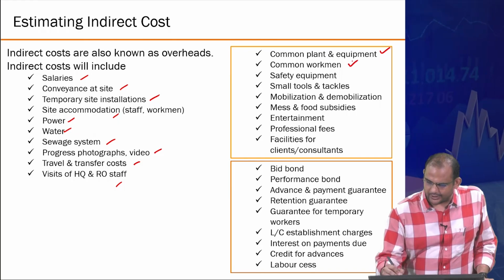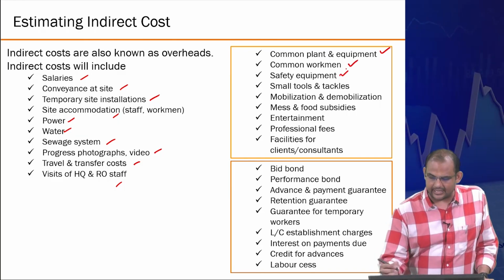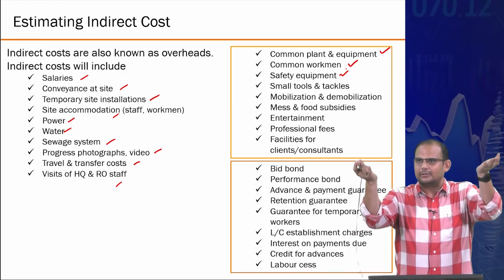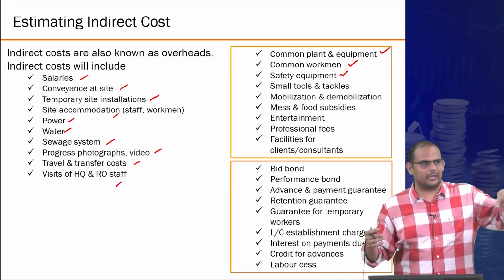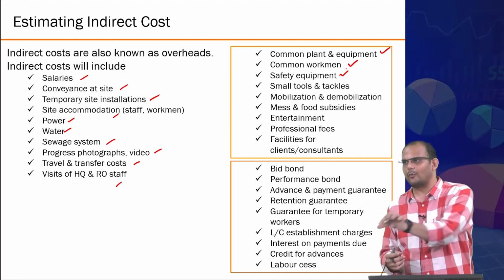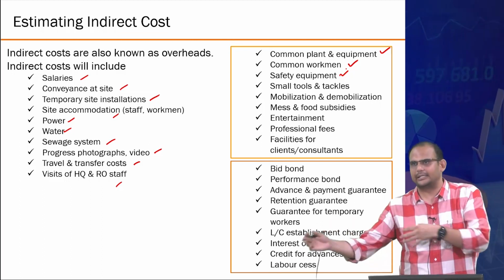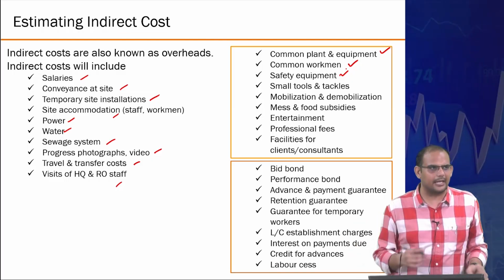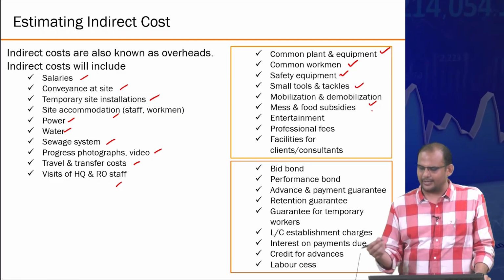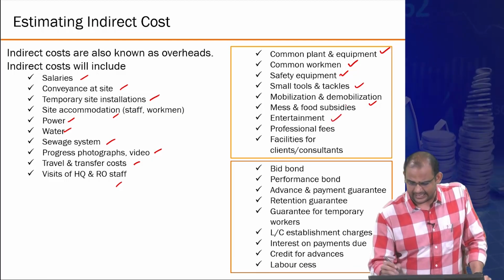Common plant and machinery, common people, safety related equipment, for example, safety nets, these keep on changing just as the floors keep going up. You can't attribute them to this is floor 1 safety equipment, kharcha itna, right? You can't do that. So typically that goes into common. Small tools and tackles, mobilization again, mess and food subsidies, entertainment purposes.